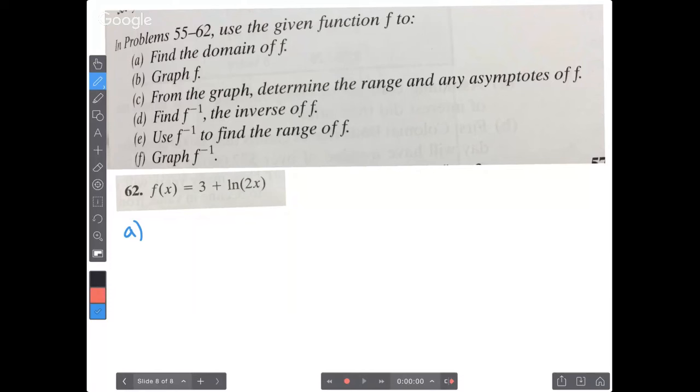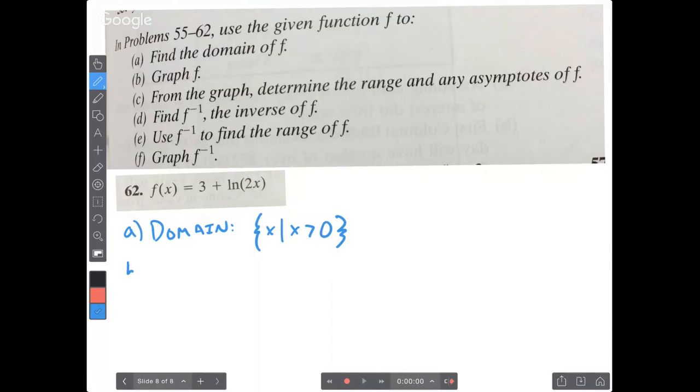A. The domain of f is going to be the set of numbers x such that x is greater than 0, which is the natural domain of the logarithmic function. And here, that certainly still is true. If I had x equals 0, 2 times 0 is 0, I cannot do the natural log of 0. Neither can I do the natural log of any negative numbers. Okay.